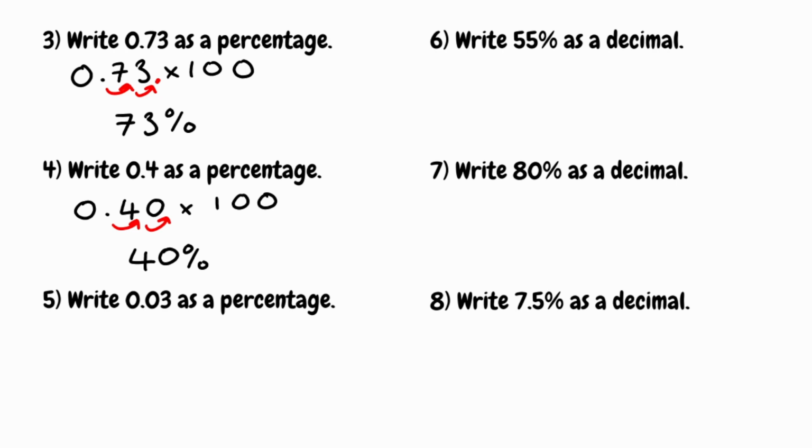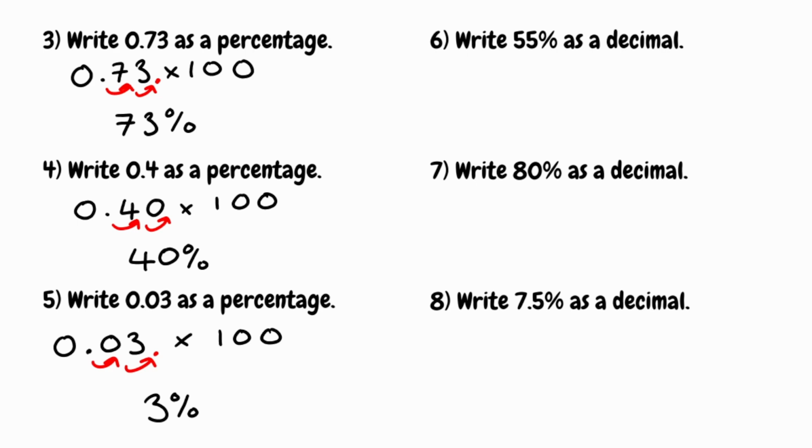Okay, for this next question, we've got 0.03. Again, we're converting it from a decimal to a percentage, so we know we're going to be multiplying it by 100. So because we're multiplying by 100, we know this number is going to get bigger. That means we're going to move all the digits 2 places to the left. So our decimal would now appear here after the 3. So our new number would be 3.0, but we can just simply write that as 3, and then this is our percentage. So 0.03 as a percentage is just 3%.